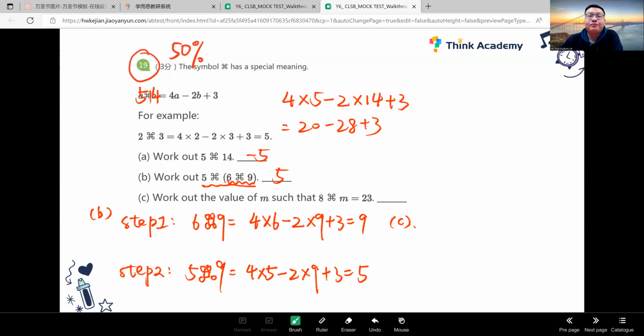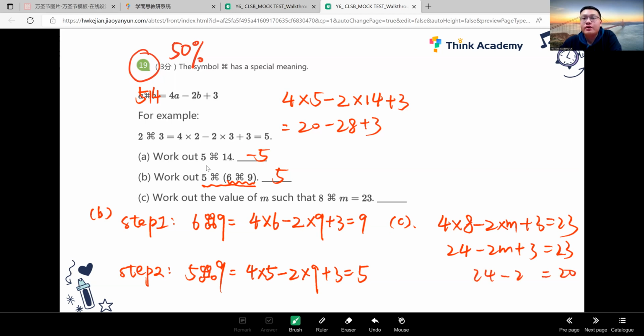Let's see, question C. As for question C, you got some unknowns here. So basically, it's just a very easy equation you need to solve. It's going to be 4 times 8 minus 2 times m, and add 3, you got 23. 4 times 8 is going to be 24 minus 2m, add 3, which is 23. So if you take away 3 from both sides, it will be 20. 24 take away 2m is 20. Am I right?